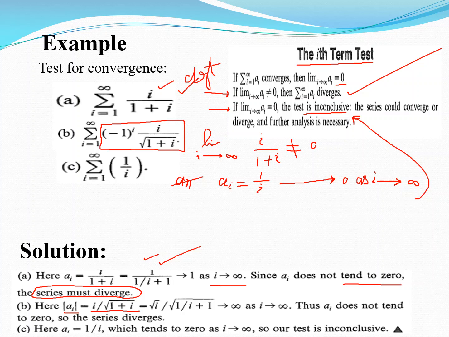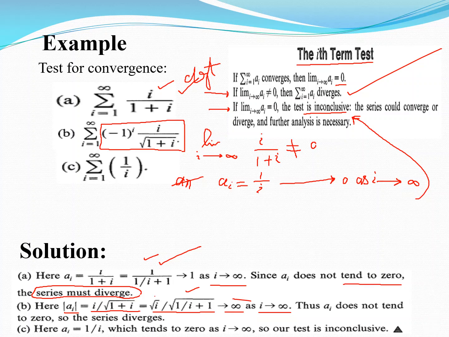Now for the B part, take absolute value of ai, which will be i over square root of 1 plus i, and writing it in this form, dividing numerator and denominator by the i square root, we get this form. Now we have to apply the limit. As i approaches infinity, denominator will approach 1, while numerator consists of the square root of i, which approaches infinity as i approaches infinity. Thus ai does not tend to 0 here. Again, this series also diverges in B part.